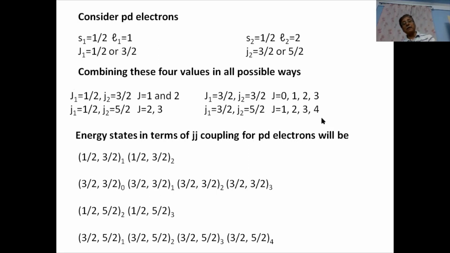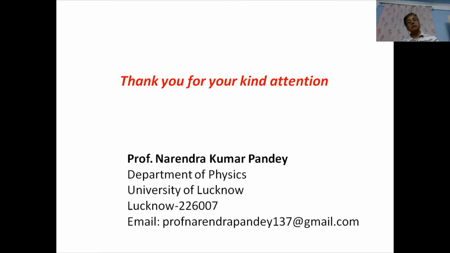And all these capital J values will be written as subscripts outside the bracket. The J1, J2 values are written in brackets and the capital J values are written as subscripts outside the bracket for all these terms. So this is how we have explained LS and jj coupling.